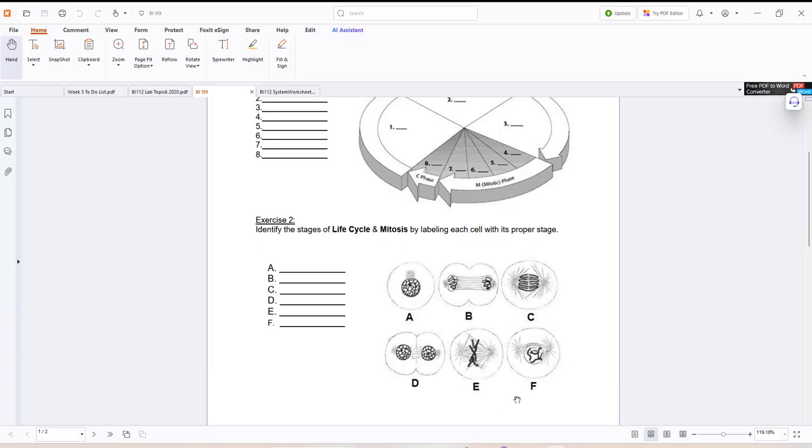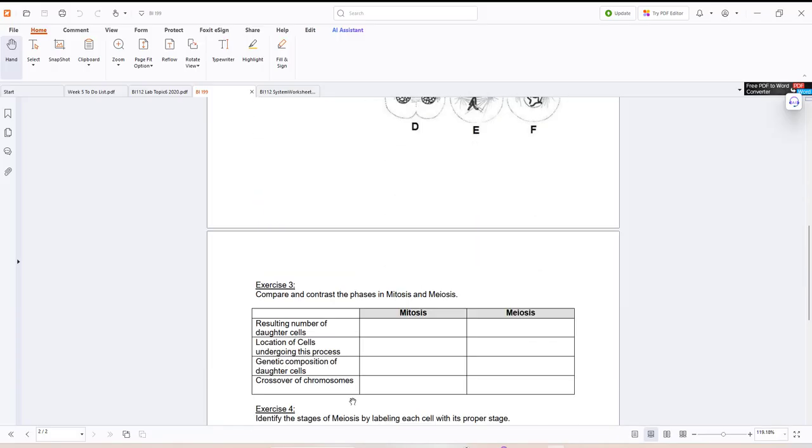Okay. Again, I would ignore pro-metaphase for this one. So just use prophase or just use metaphase. Don't use pro-metaphase for any of them. All right. But you can use interphase. So interphase is possible. Cytokinesis is possible as well. All right. So that is exercise 2.